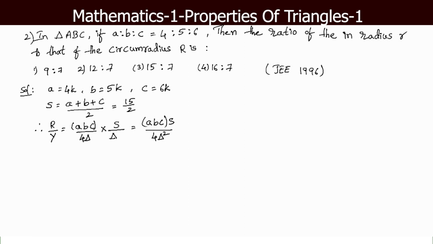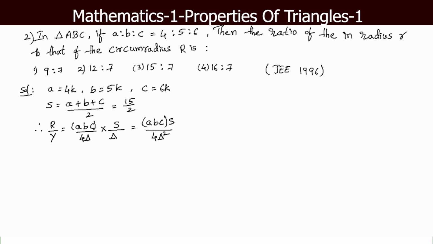So R is equal to abc by 4 delta. And you know that small r is equal to delta by s. So therefore, capital R by small r is equal to abc by 4 delta into s by delta, which is abc into s by 4 delta square.